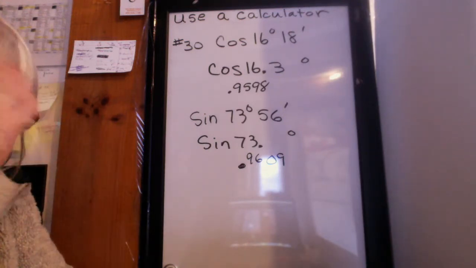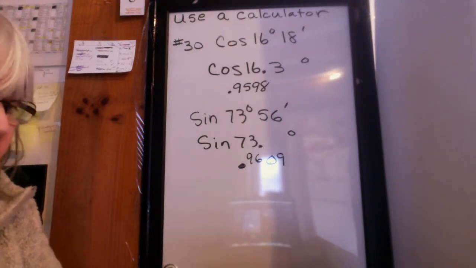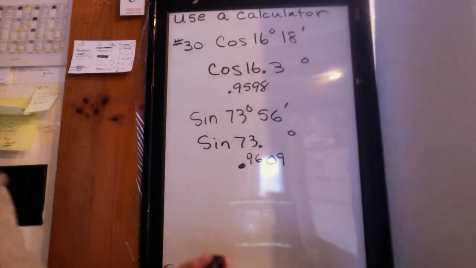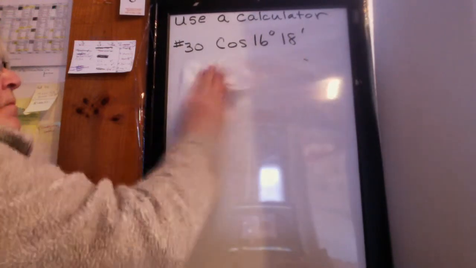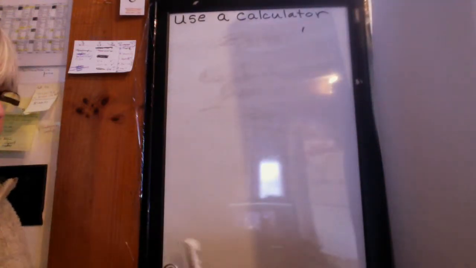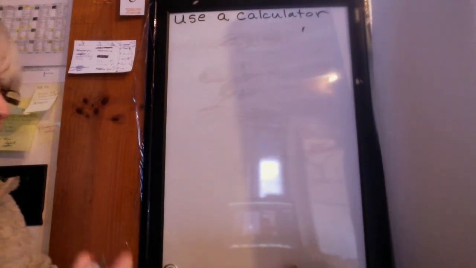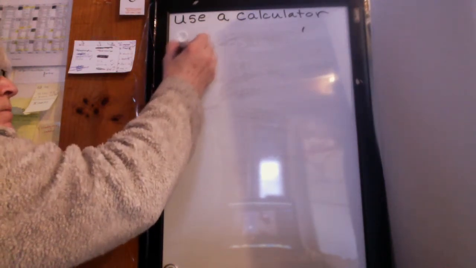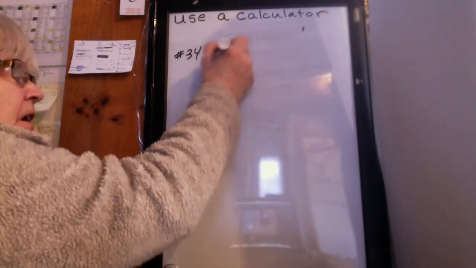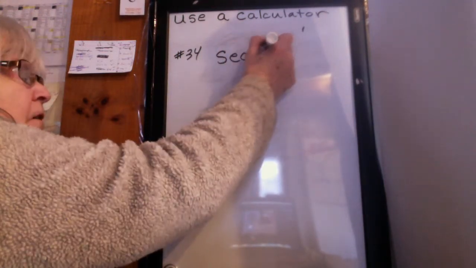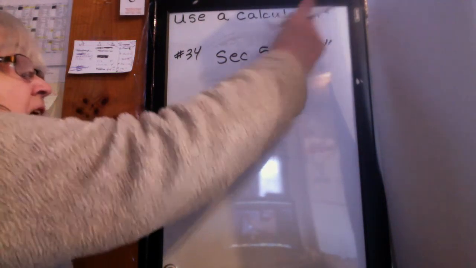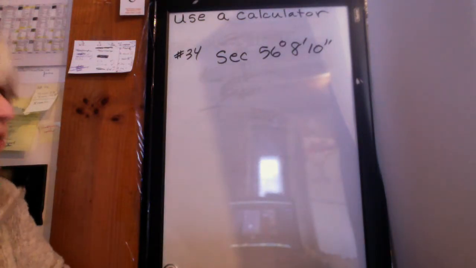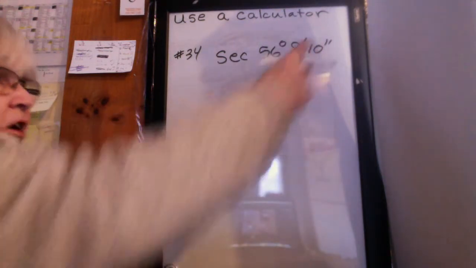Now there's also some other problems that have more than just minutes, but they have minutes and seconds. So let's try one of those. Let me just erase this. And suppose I wanted to do number 34 out of the book. And it says to find the secant of 56 degrees, 8 minutes, 10 seconds. So this one's a little bit longer. But again, I do the same process starting from here.